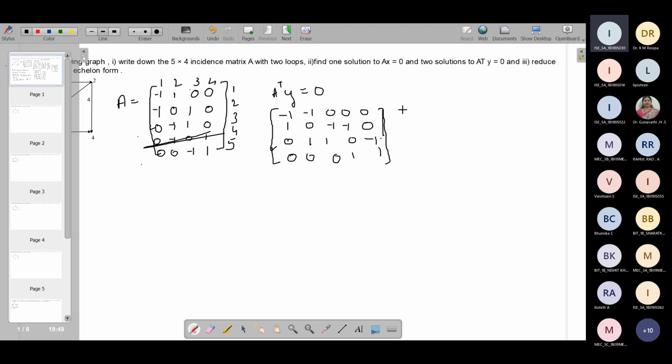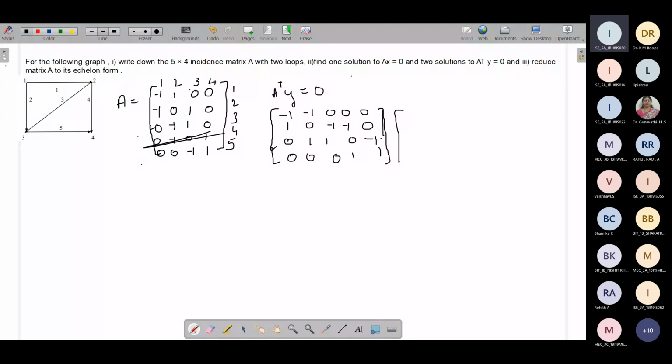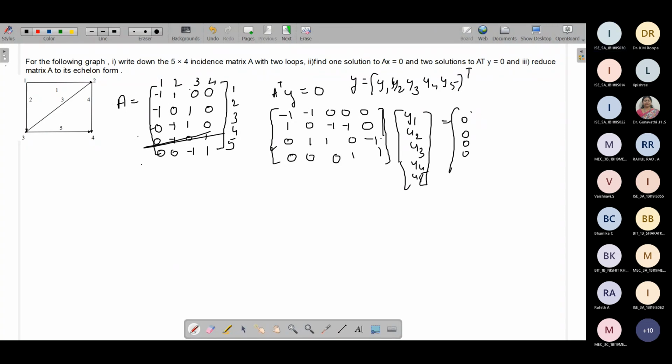So this is the transpose, and we'll assume the y values. Since 5 edges are there, we will assume 5 values: y1, y2, y3, y4, y5. So we will write it down here, y1, y2, y3, y4, y5, equal to 0. Now we will solve the equations. So for the first row, it is -y1 -y2 is equal to 0.